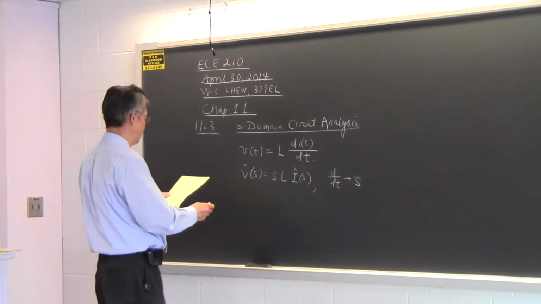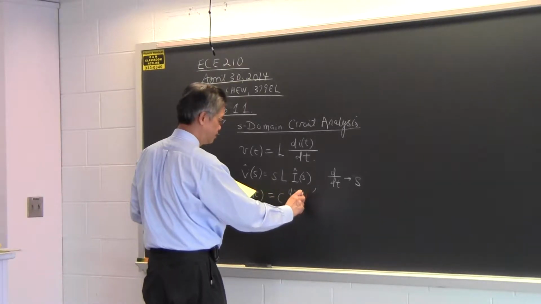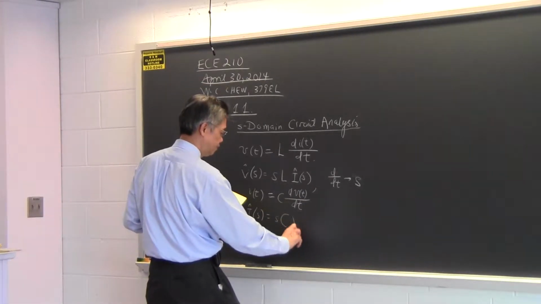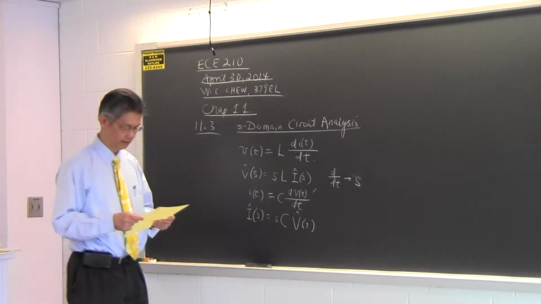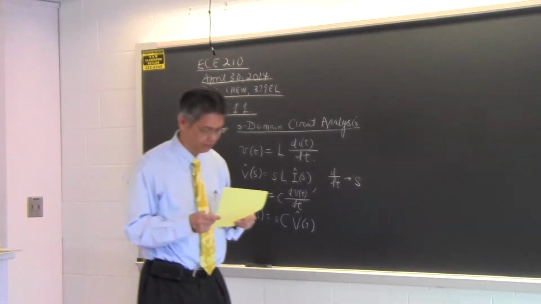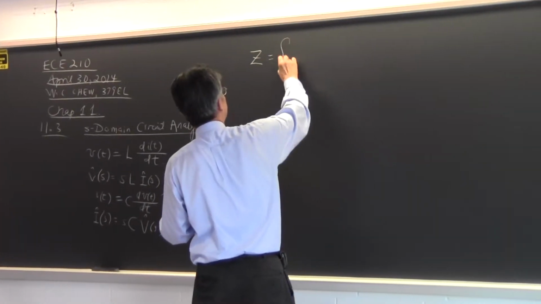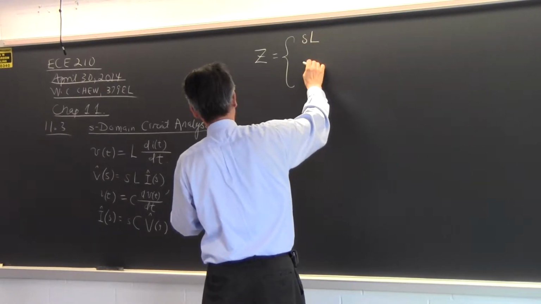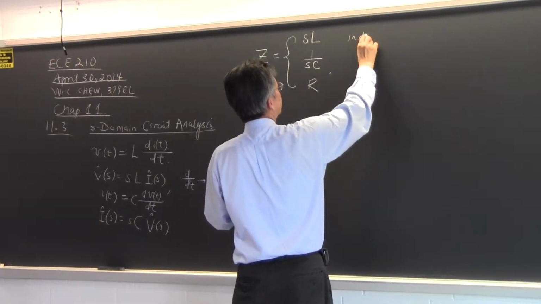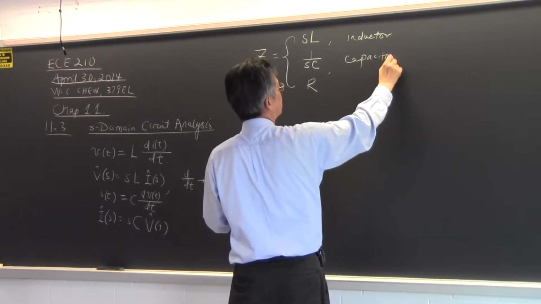And so if you have a capacitor, with the VI relationship looking like this, then this would just be sC V hat of s. And then the same kind of things go as we had before. I think this is a lot of repetition. I will not go into great detail, but impedances can have three forms: for an inductor it becomes sL, for a capacitor it becomes 1 over sC, and for a resistor nothing changes.